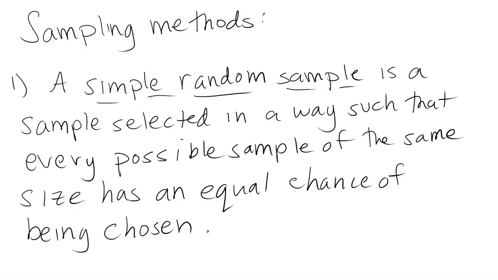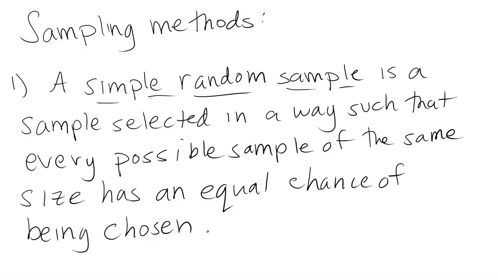The first is the best from a mathematical standpoint. I'm not saying it's the most convenient, but mathematically, a simple random sample is the best kind of sample that you can have. A simple random sample is a sample selected in a way such that every possible sample of the same size has an equal chance of being chosen.